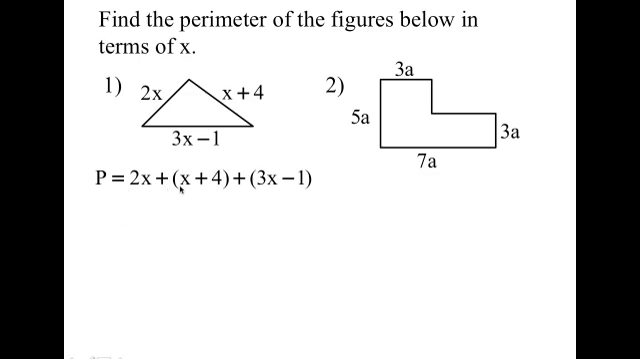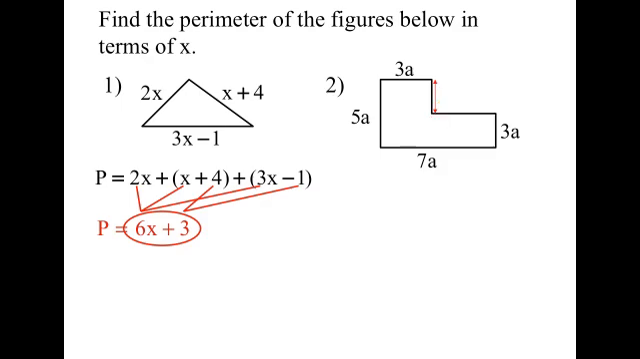I have 2x plus another x plus 3x makes 6x. And then my constants come to positive 4 and negative 1, positive 3. Now, that can't be combined any further because they're unlike terms. Remember, a like term must have the same variable and the same exponent. All right, you try the next one. Pause the video. All right, now check your work.